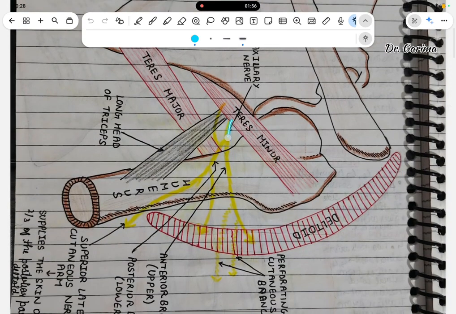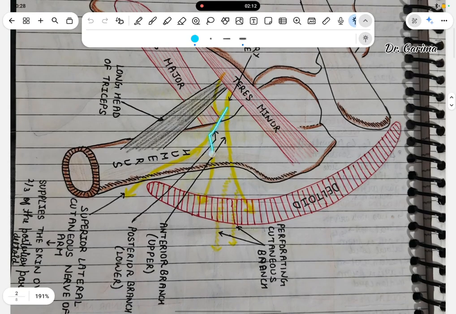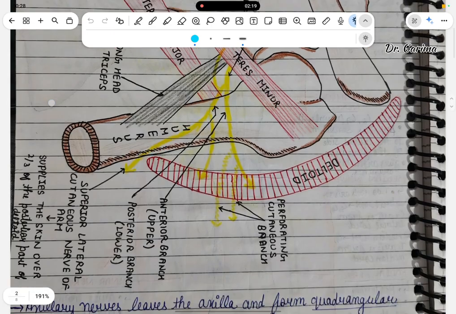This is our axillary nerve. As we know, it has the anterior branch and the posterior branch. The anterior branch gives a branch to the deltoid and some cutaneous branches, and the posterior branch also gives a branch to the deltoid muscle and has the cutaneous nerves of the forearm.